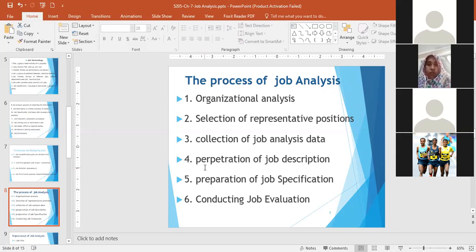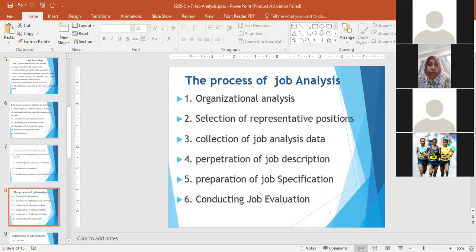preparation of job description. Which types of employee do you need? Then you have to prepare the job description. We already discussed in our job terminology, right? What do you mean by job description? The summary of duties, right? Yes, ma'am. So preparation of job description.